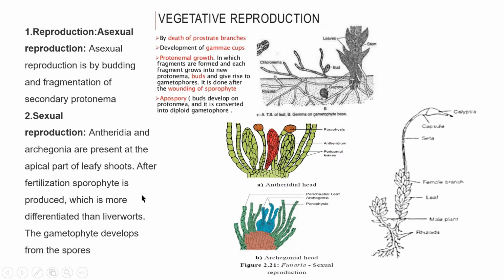Bryopsida members. Sexual reproduction is similar to all the other classes, where you have the antheridia and the archegonia developing at the tip of the leafy shoot region. So the sporophyte is more differentiated than in the liverworts. As I told you already, it has a long seta and a capsule which has a cap-like structure called calyptra, and the capsule will have an opening which is called the operculum.